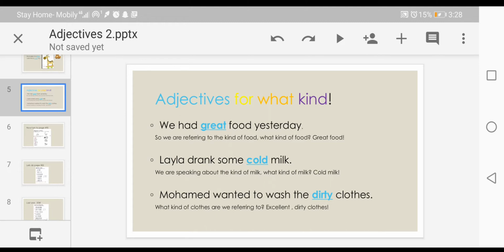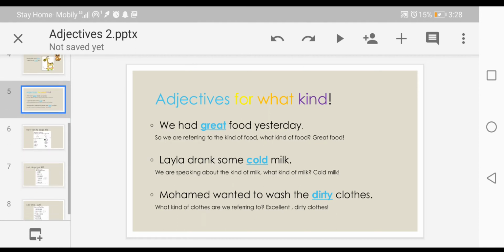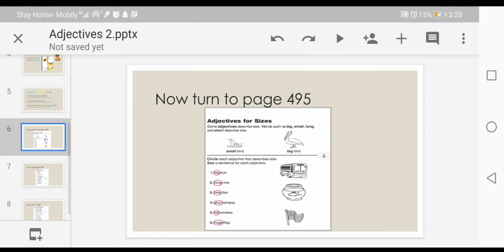Now, Muhammad wanted to wash the dirty clothes. The dirty clothes. Now, what kind of clothes are we referring to, or talking about? What's the kind of clothes? Colored, white, or clean clothes, or what? Dirty. So we are specifying the type or the kind of clothes. Is it clear or no?